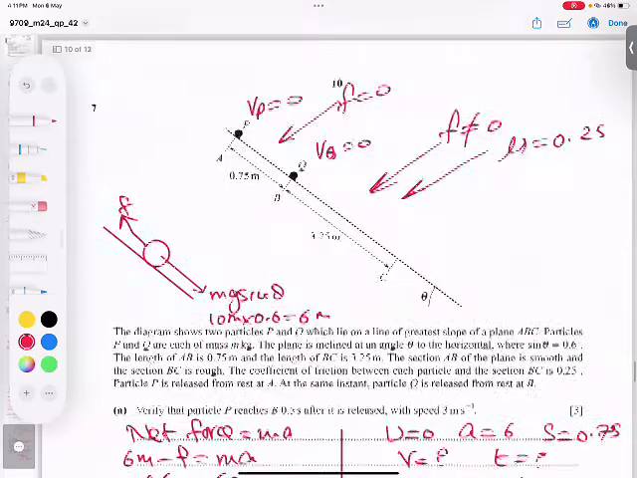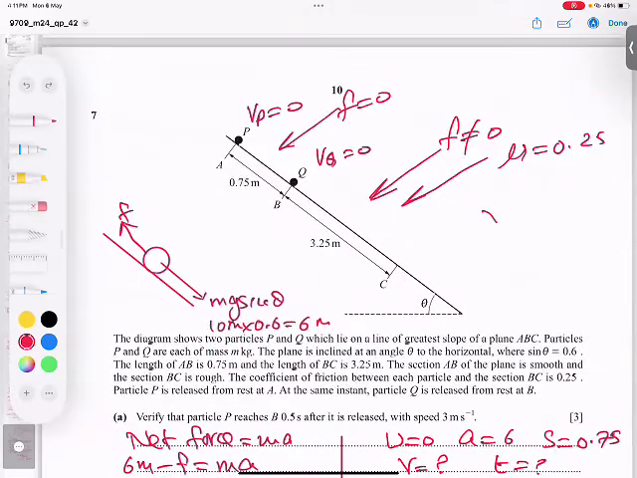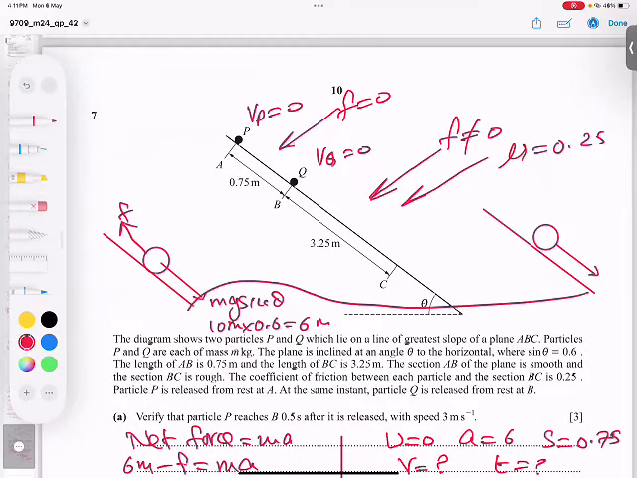The Q particle has a rough surface. So let's find it. For the Q particle, what's the mass? The mass is again the same, 6m, so it's not changing. But backward we have a friction, and what I can say is 6m minus friction. First the friction, you know, is mu R.